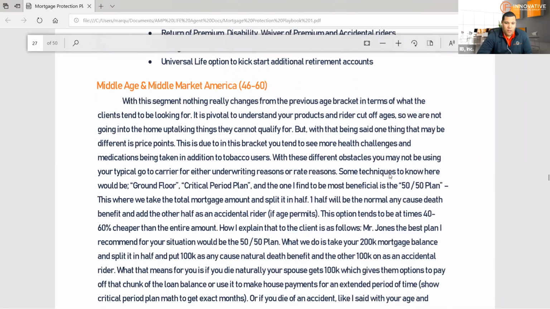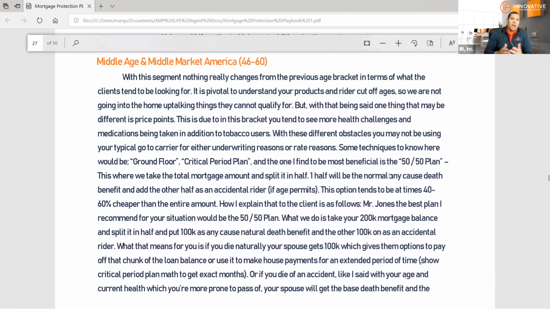Next, one of the more popular and more common ones would be the middle-aged, middle-market America. That's where you're looking between 46 and 60. Like I said, from the other bracket, nothing's really going to change. The only real difference is going to be price point. Here you probably start seeing a little bit more medications pop up and more frequent tobacco users. Those are really going to be your only obstacles.